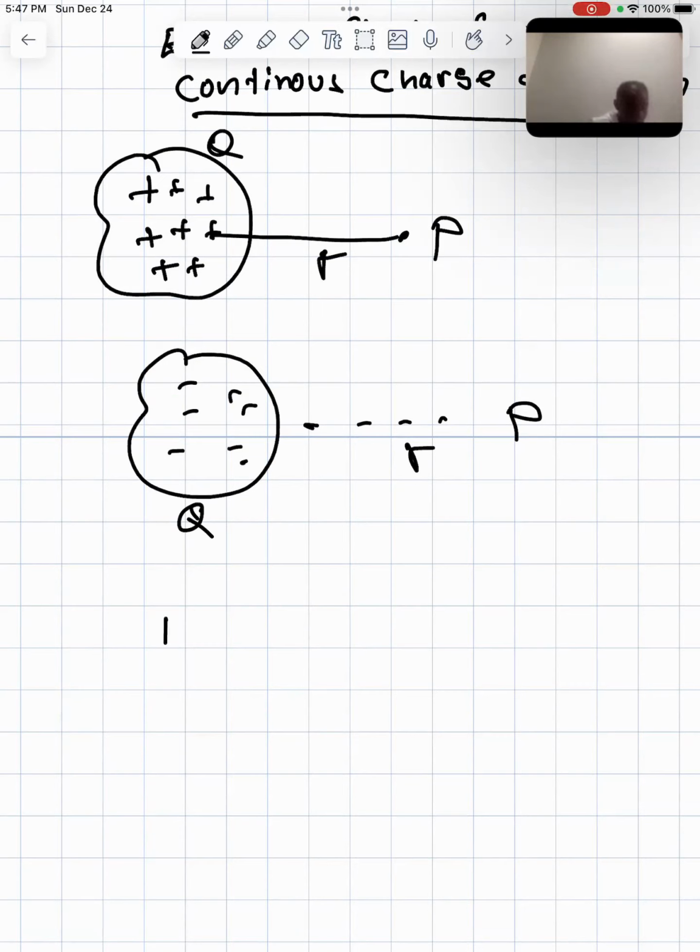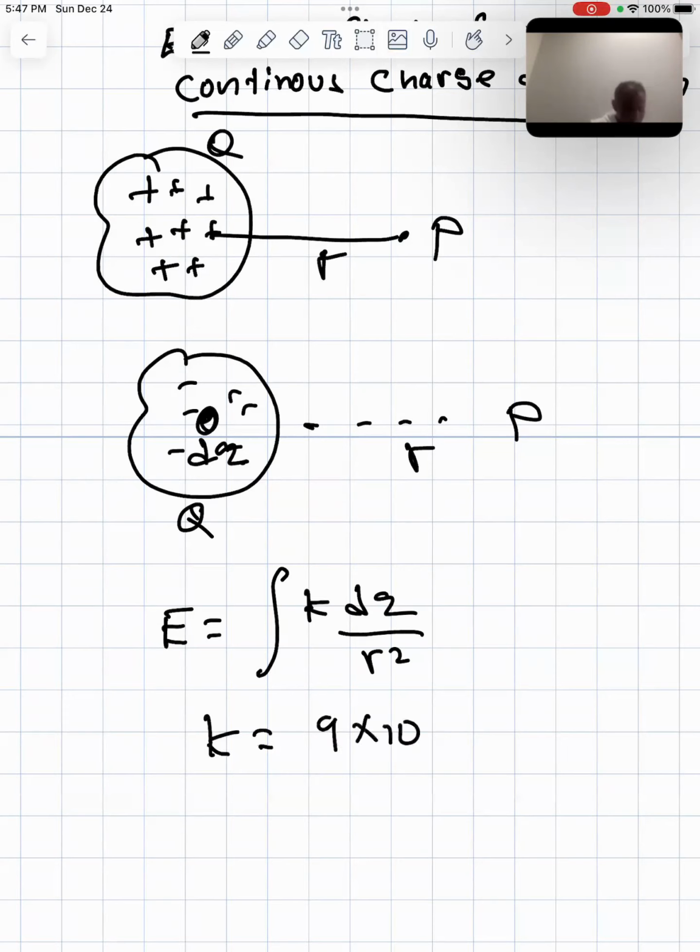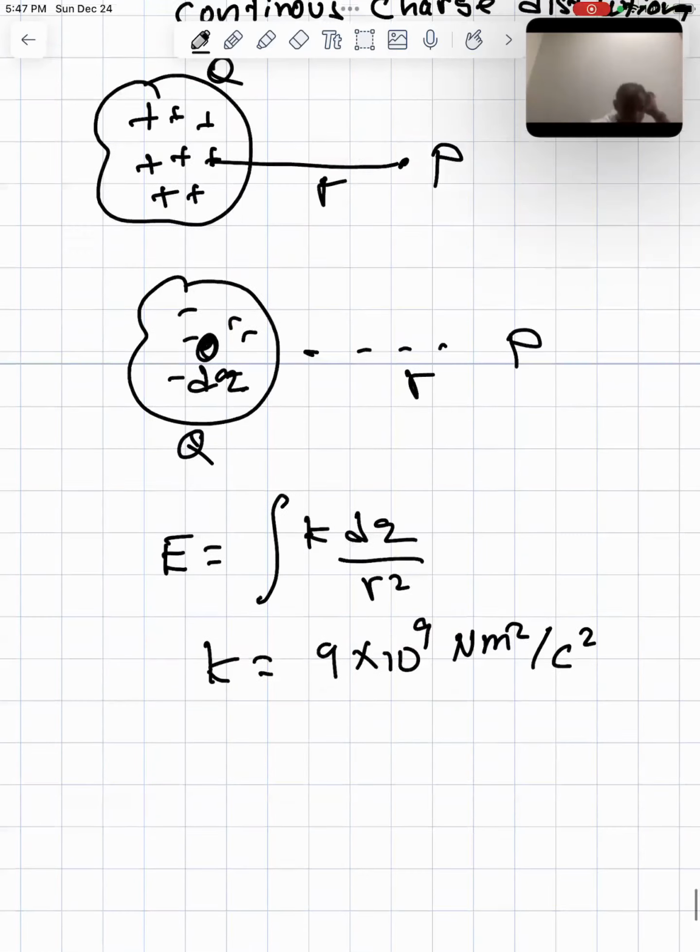So if you have a continuous charge distribution, the electric field is the integral of K dq over R squared, where dq is just a small amount of charge, an infinitesimally small amount of charge. R is the distance from the dq to the point P, where P is a point in space. There is nothing there. So we want to find electric field somewhere in space. You have to use this formula, K times dq over R squared, where K, I'll repeat it, is a constant, 9 times 10 to the power of 9 Newton meter squared over Coulomb squared, okay? Be careful.